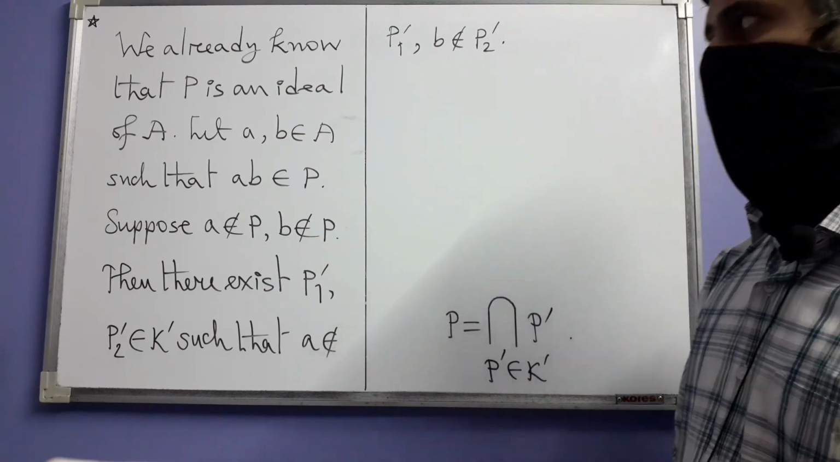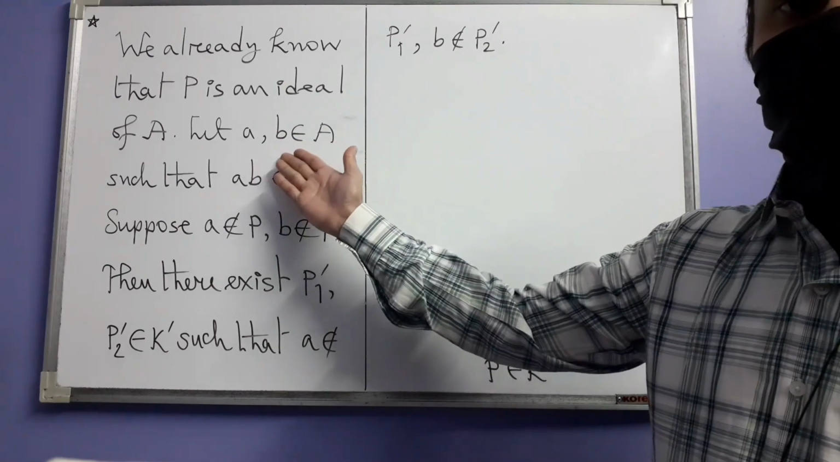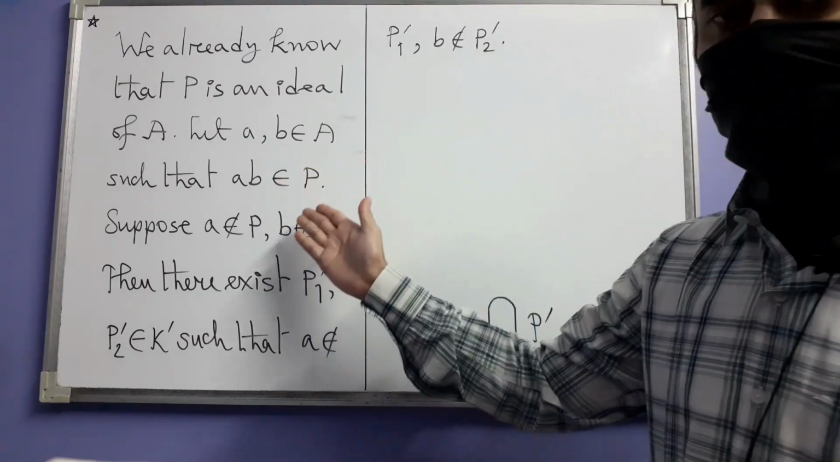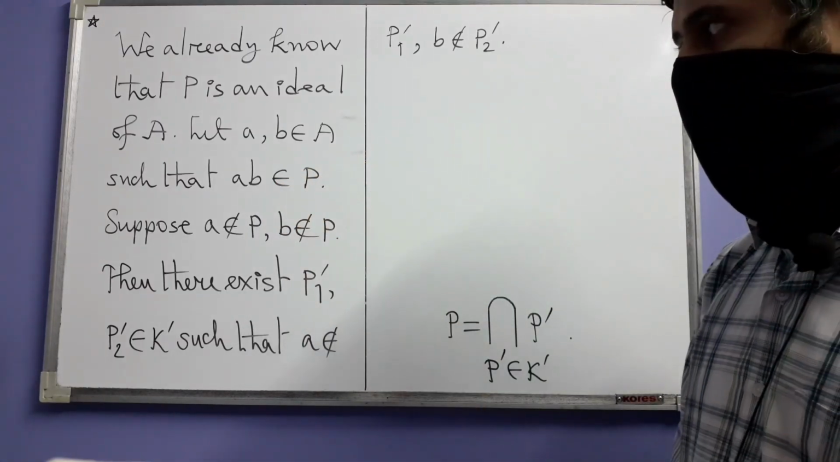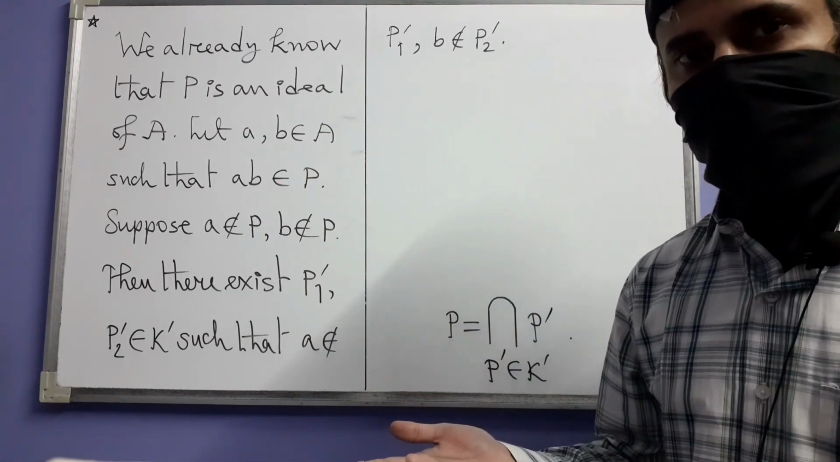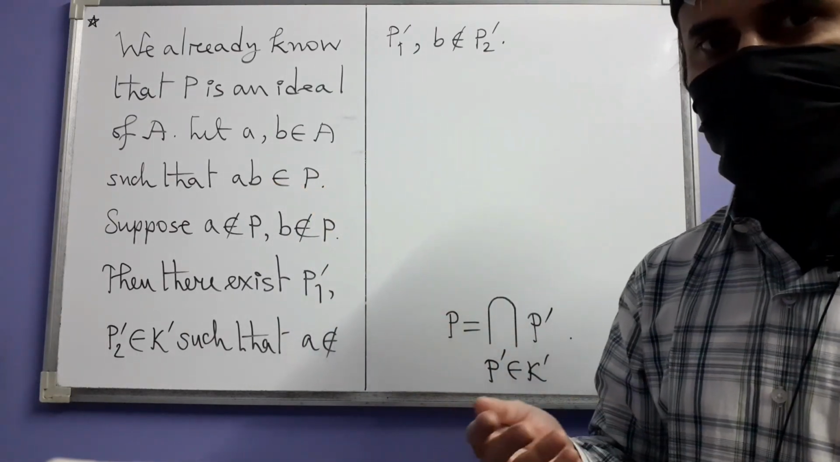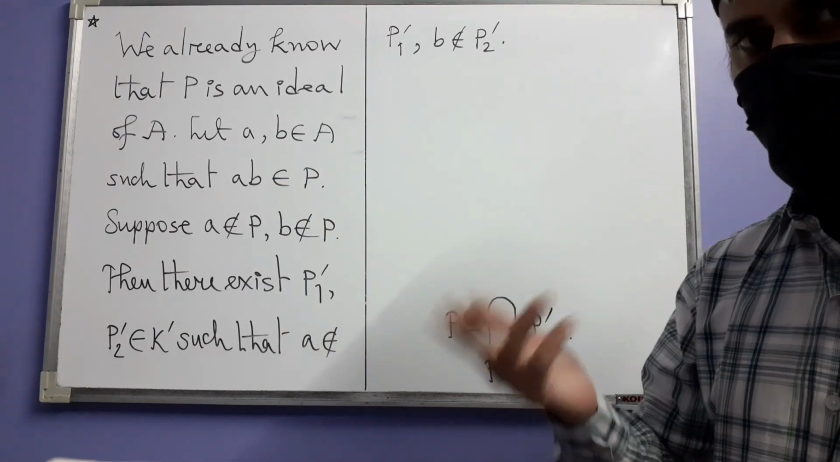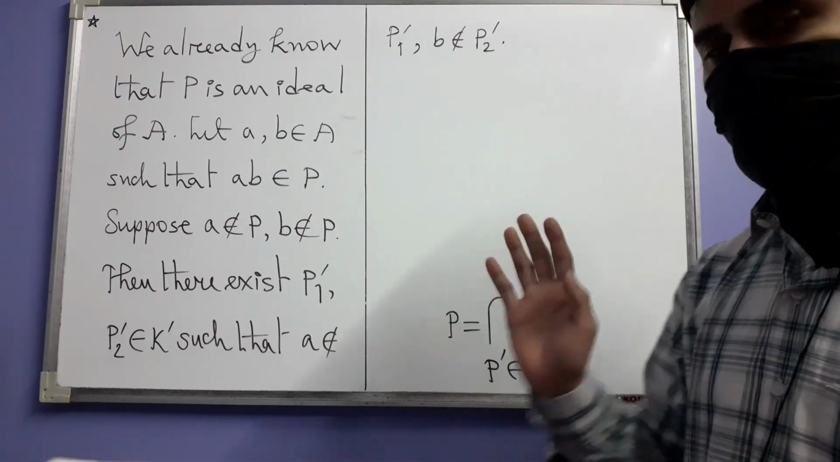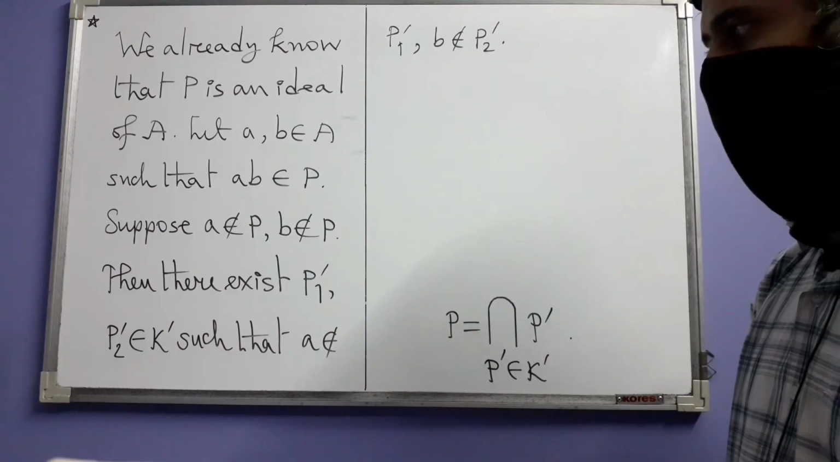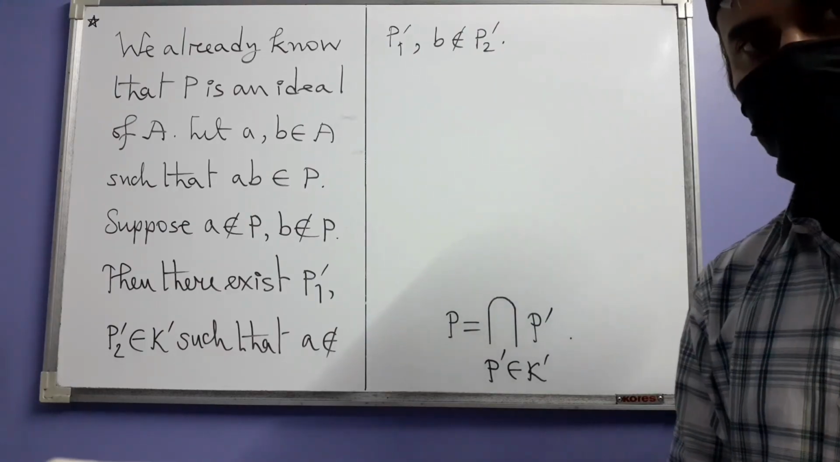So to prove that, next we take two elements a and b in our ring A such that their product ab belongs to P. What is it that we have to show? We have to show that then either a belongs to P or b belongs to P. If we can show this, then that would mean that P is a prime ideal. But suppose that's not true, that neither a nor b belongs to P. What does that mean?